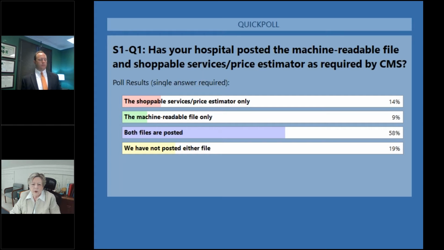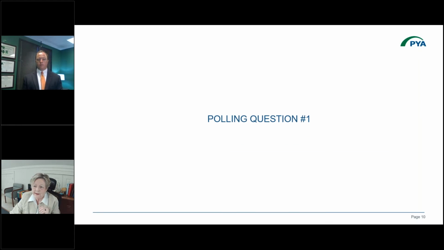Okay, the majority of the folks who are participating have said that both files are posted. That's the right answer. I'm concerned about those who have said they have not posted either file, because we are now beginning to see fines actually established by CMS for hospitals who are failing to comply.